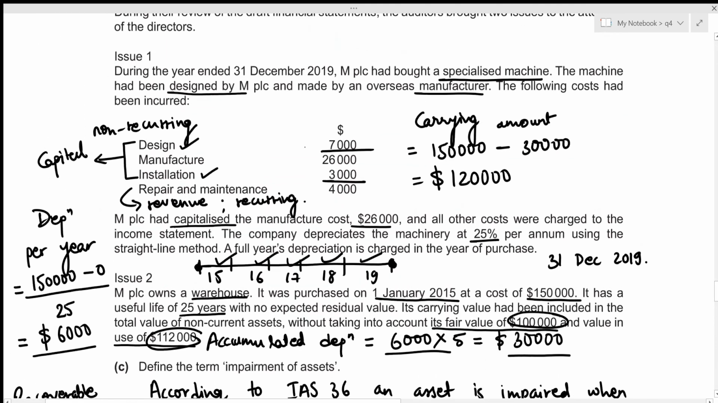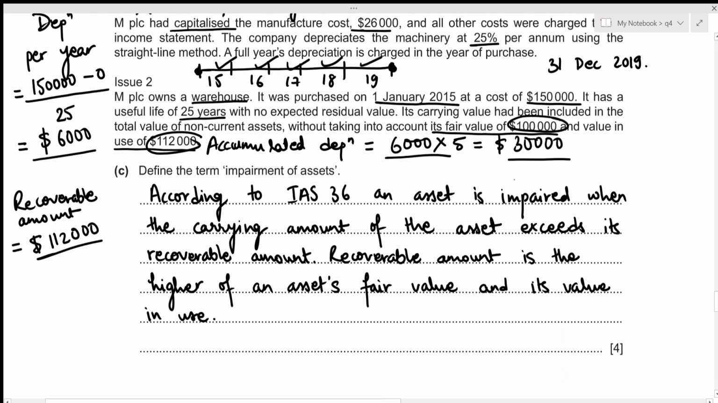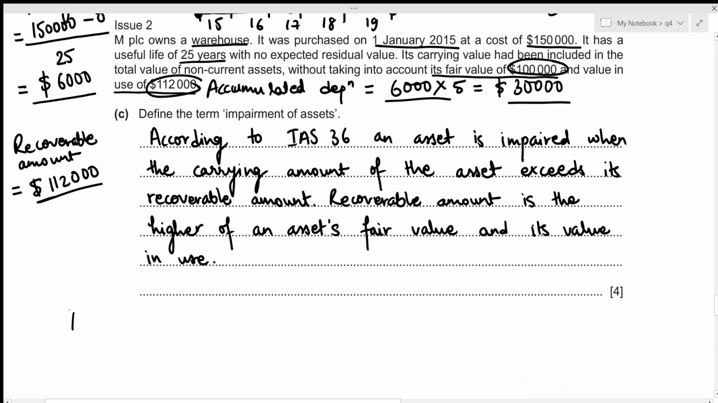Let's have a look above. We figured out our carrying amount to be 120,000, right? Which is definitely higher than our recoverable amount of 112,000. So there is definitely an impairment loss. Let's figure out our value for impairment loss.